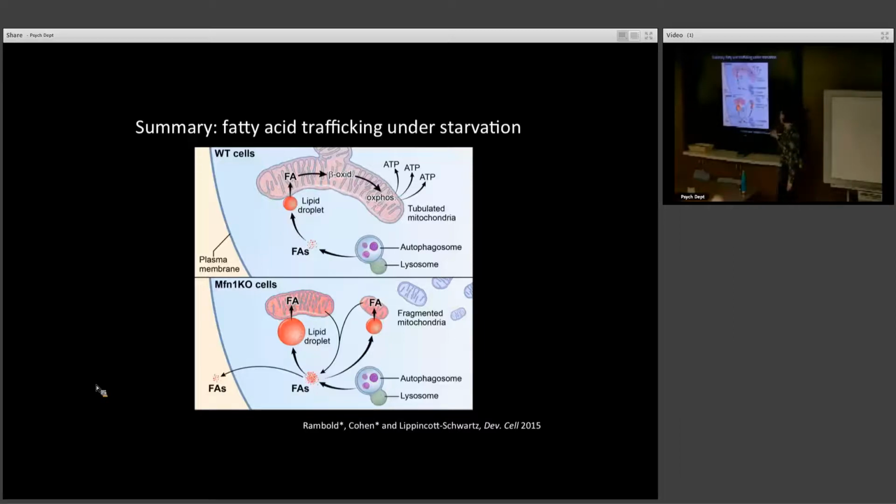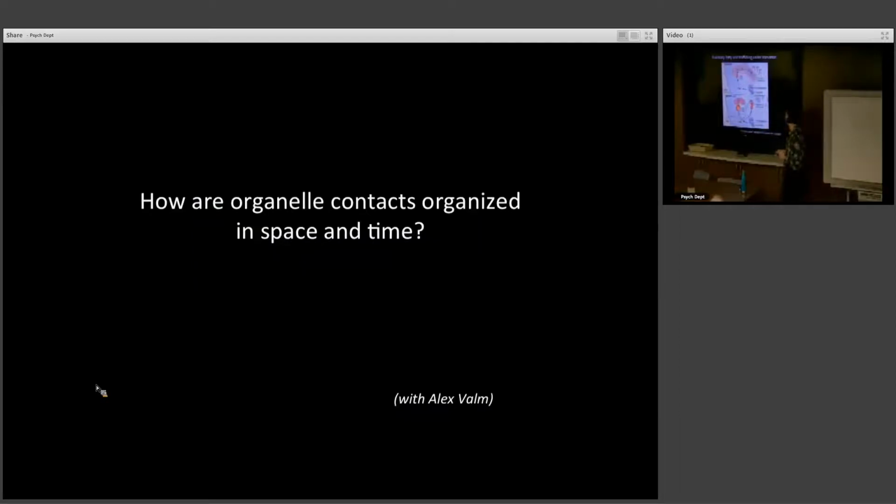In addition, another implication here was that this fatty acid transfer is happening at these contacts between lipid droplets and mitochondria. So for the next part of the talk, I'm going to talk more generally about the organization of different organelle contact sites in the cell.